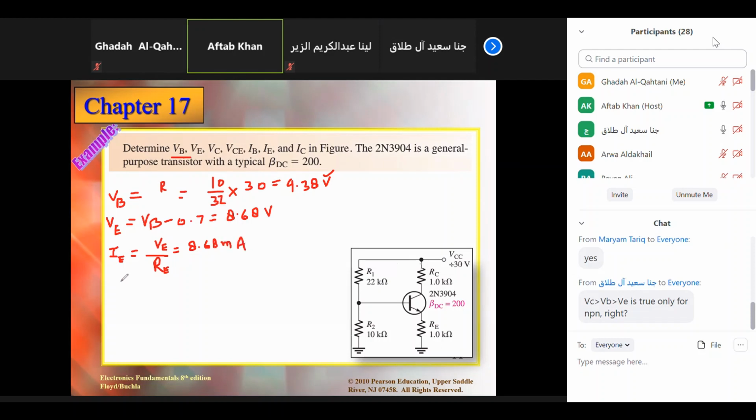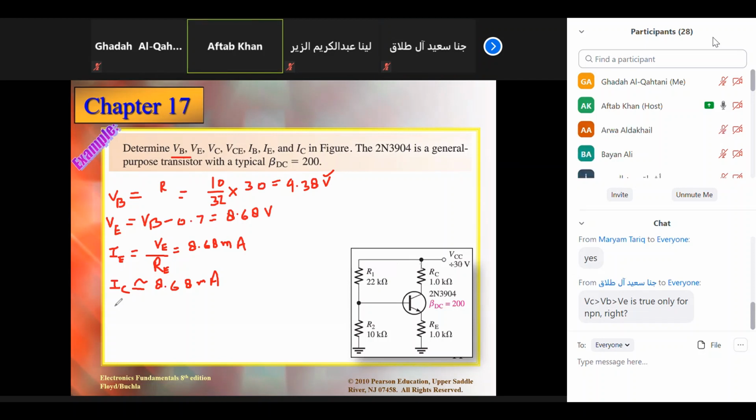Okay, and now you can apply the approximation. Then what will you say here? IC is approximately equal to this one. So after this approximation, we will be getting this one. All right. Now, what next?